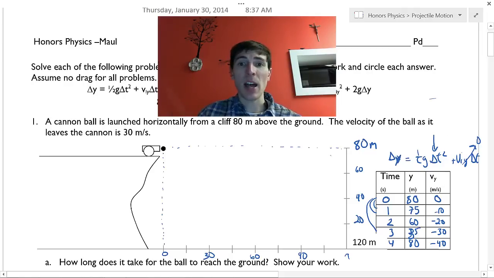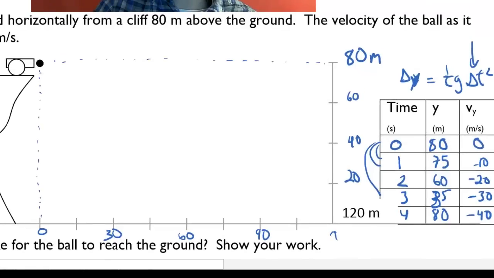This is what's going to happen to this object. So I'm going to go over to the left-hand side and sketch in where the ball was at those moments in time. At 0 seconds, it was at 80, so I'm going to leave it there. At 1 second, it was at 75, so I'm going to guesstimate where 75 is on here. I'm just going to draw a little circle here. I'm not going to fill this in. Okay, I'm going to do the same thing at 60 meters.